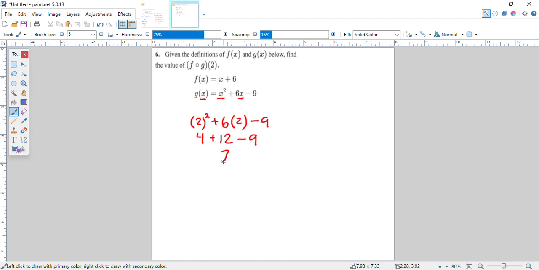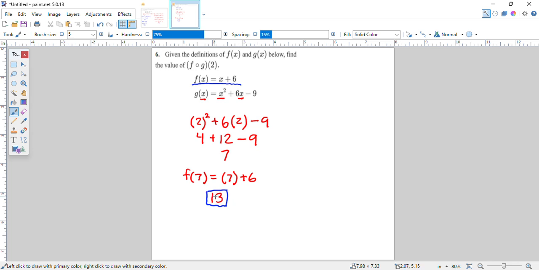And then we're going to take that 7, and in f of x, we are going to replace x with 7. So I can say f of x, or rather f of 7, is equal to 7 plus 6. 7 plus 6 is 13. So my final answer is 13. Okay. I know this is a lot quicker than probably what we're used to, and that's fantastic for us. That just means that we're going to be more comfortable with this, hopefully.